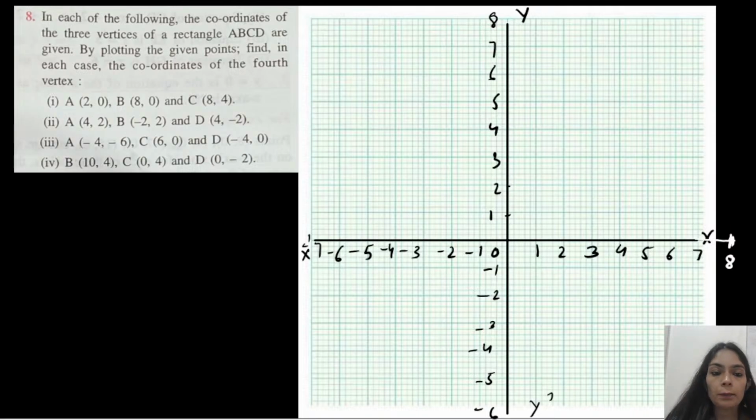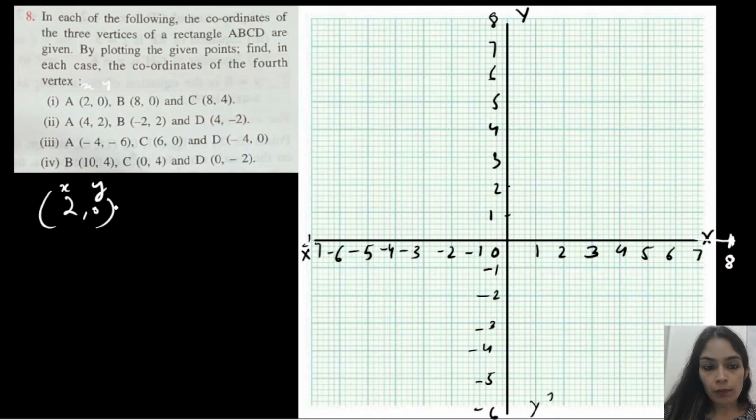So A is 2 comma 0. In the previous class I explained how to plot the points. First one is x, second one is y, so this is 2 comma 0, x comma y. You just go to the x-axis point, and then up and down you would go, but we can't go up or down because y's value is 0 only. So here itself, this is point A, and I will write it as 2 comma 0.